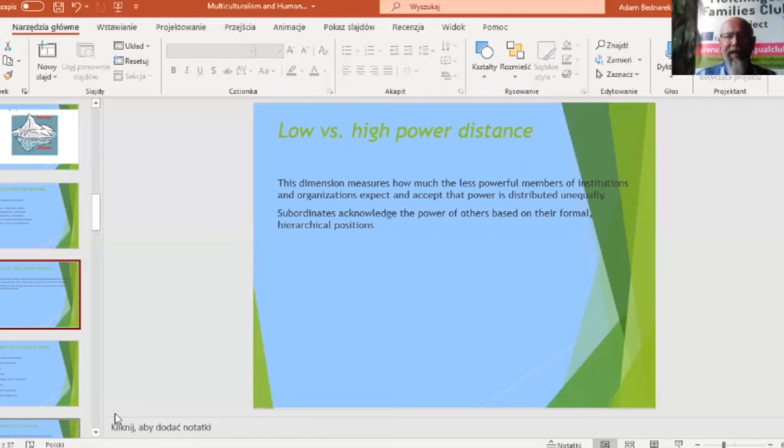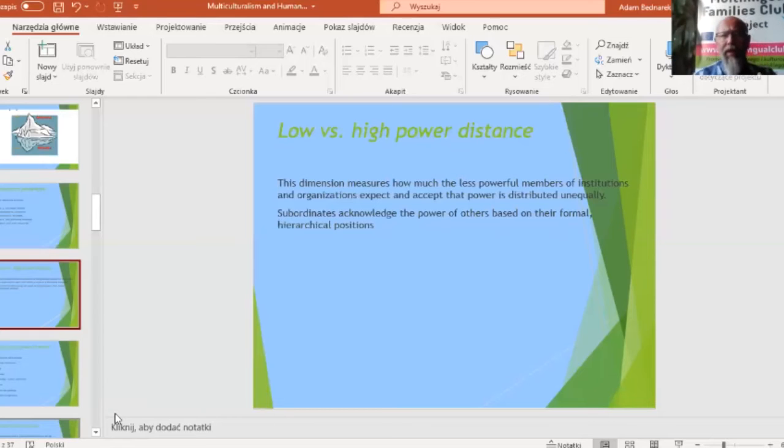So low versus high power distance. What types of cultures are these? This dimension measures how much the less powerful members of institutions and organizations accept that power is distributed unequally. So we're talking about power, higher versus lower power. And from a certain point, if you look at our lives, we've always got somebody above us, right? We're born, there's our parents. We go to school, we've got the teachers. We go to university, we have instructors. We go to a job, we have our bosses. And then in life, for those people who are religious, there's the Almighty.